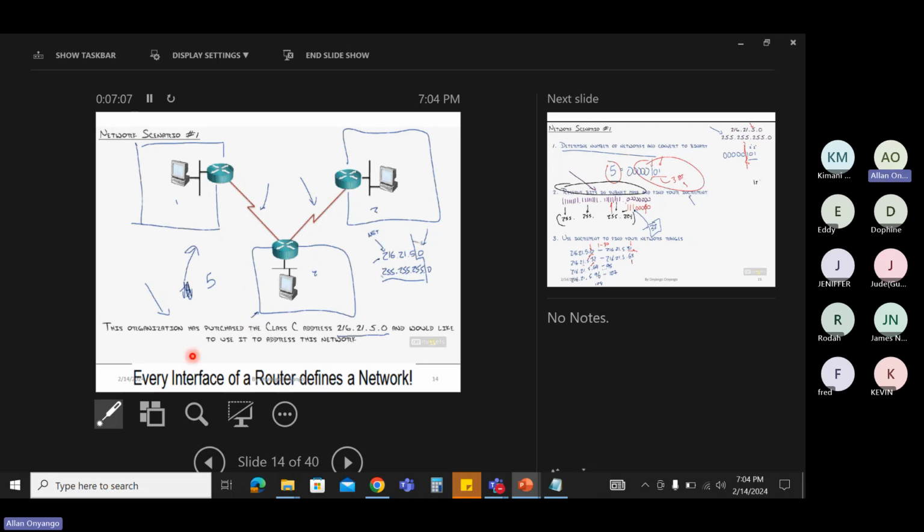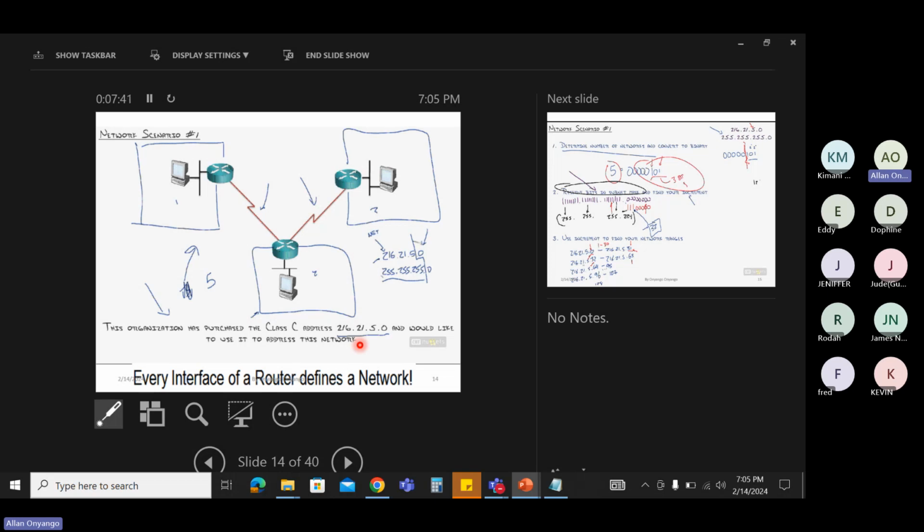This organization has purchased a class C address, and I want you to write down this address. The address is 216.21.5.0. They have purchased a class C address, which is 216.21.5.0. Yes, the address only. Don't be secretaries in my class, okay? Don't write everything, that's all I'm saying. 216.21.5.0, and they would like to use it to subnet to address their network.